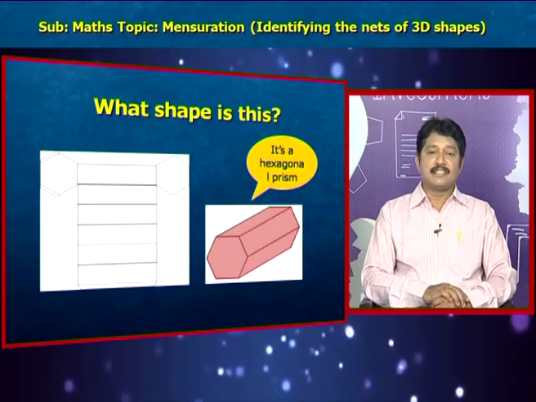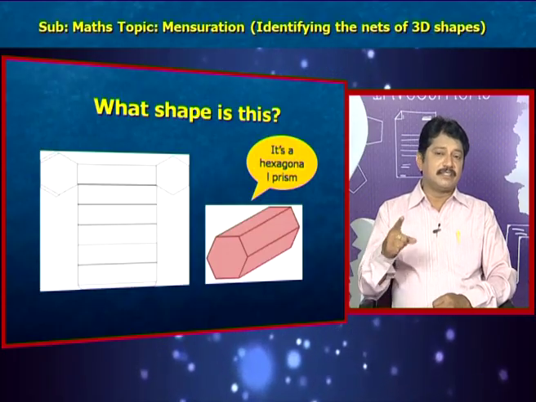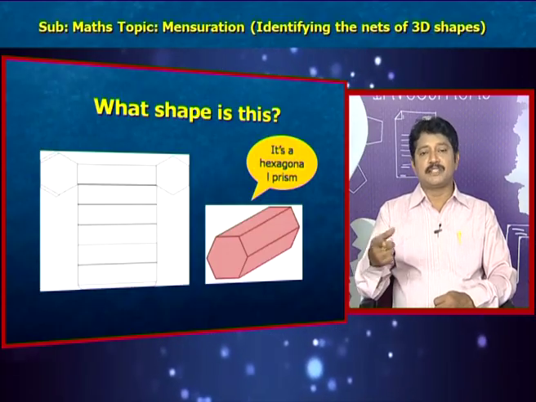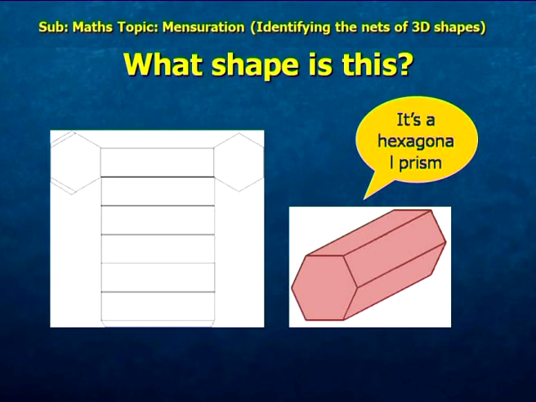6 for hexagon. Once again I am repeating: 3 triangle, 4 quadrilateral, 5 pentagon, 6 hexagon, 7 septagon, 8 octagon, 9 nonagon and 10 decagon. So, it is a hexagonal prism, clear? Okay. So, we can say the shape of this is a hexagonal prism.